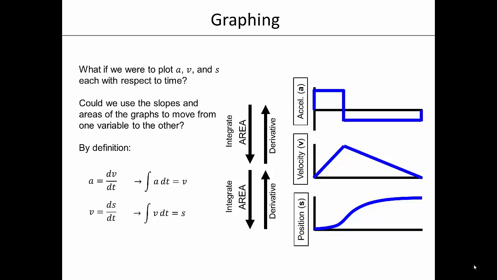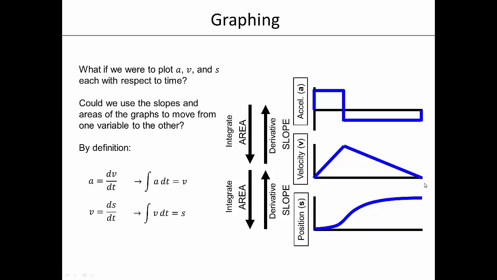The area moves us from acceleration to velocity and velocity to position. When we integrate, we get the area under a curve. So the area under the acceleration curve would give us the velocity. For example, the area under this portion of the acceleration curve would give us a value for the velocity at this point. The area under this portion of the velocity curve would give us a value for the position at this point.